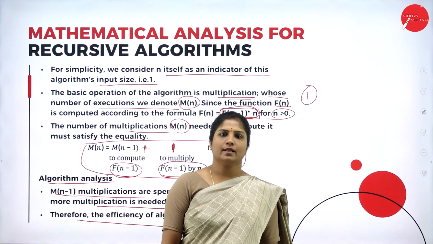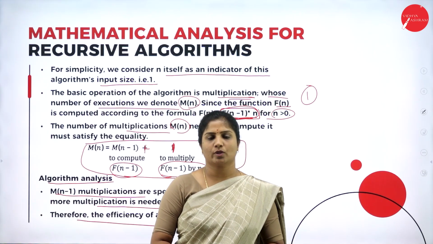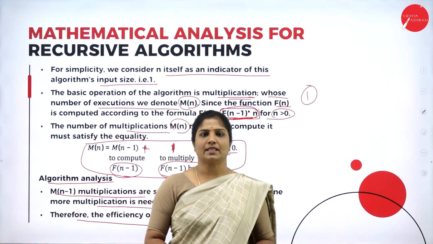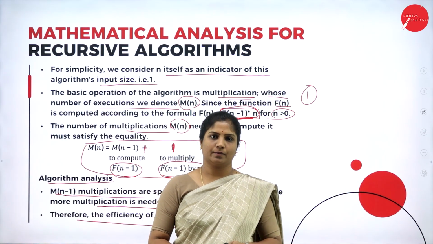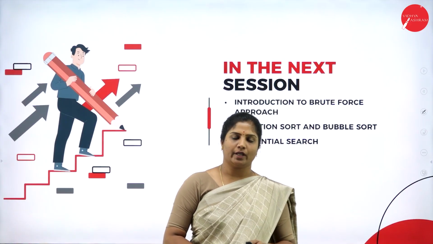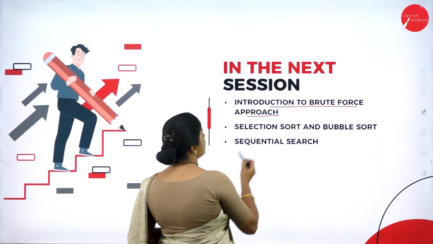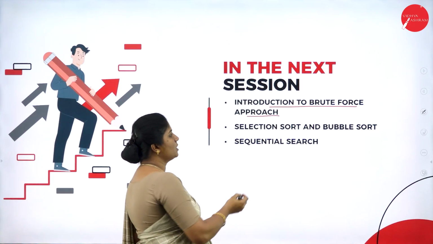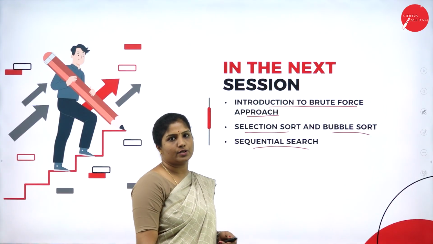By this, I am ending this Unit 2 session. Today we discussed what asymptotic notations are, the three main asymptotic notations, and we did the mathematical analysis of recursive and non-recursive algorithms. In the next session, I am going to discuss Unit 3, which contains the introduction to the brute force approach. Using the brute force approach, we can solve selection sort, bubble sort and sequential search. Thank you.